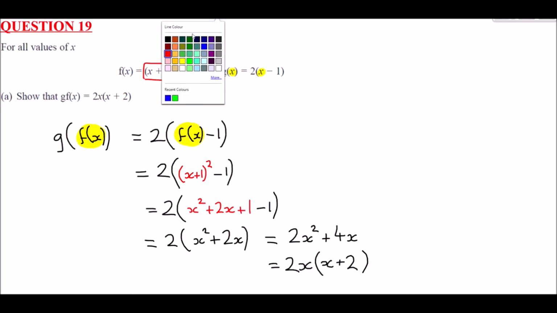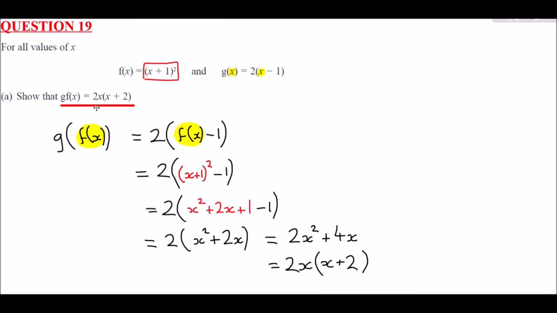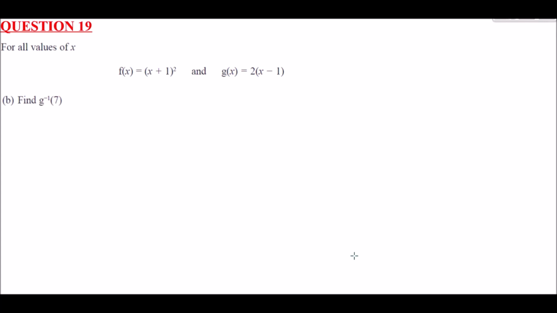We've shown that g f of x, I'll change the colour of that to a nice blue, I think blue is quite nice, so we've shown here that g of f of x, which is this thing, is the same as that. So we've proven what we wanted to show. Now let's have a look at part B of this question. Part B, we're asked to find g minus 1 of 7. What this means is we need to find the inverse function of g of x.